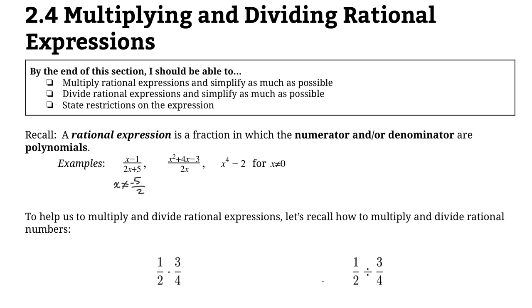And another example is x squared plus 4x minus 3 all over 2x. In this case, x cannot equal 0 because if x is 0, then our denominator would equal 0. And a third example is x to the power of 4 minus 2. So that's a rational expression for all real values of x.